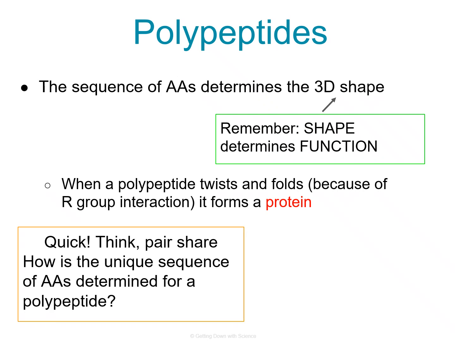So take a second and think about how the unique structure of amino acids is determined for a polypeptide sequence. You might not know this answer, and that is okay, but I want you to think about it and then share with a partner what you think the answer is. Genes, right? We talked about it with nucleic acids.